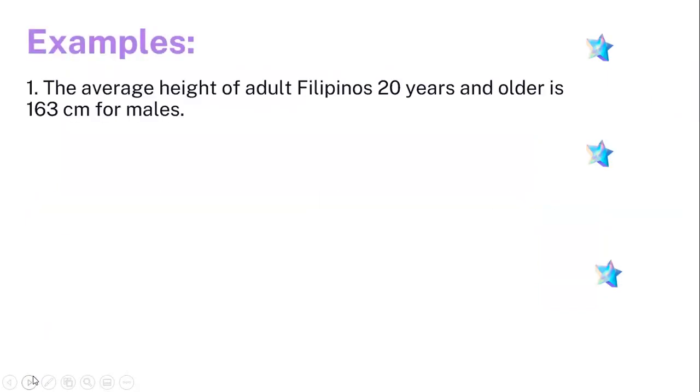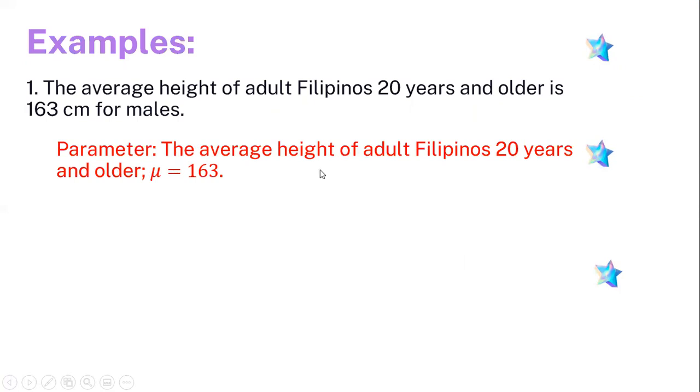So let's have this example. The average height of adult Filipinos 20 years and older is 163 for males. Okay, so the data comes from what? Is it from the sample or from the population? It's very obvious that when we say the average height, it's from the parameter. So the average height of adult Filipinos comes from the parameter, and our symbol is the Greek letter mu, which is equal to 163.